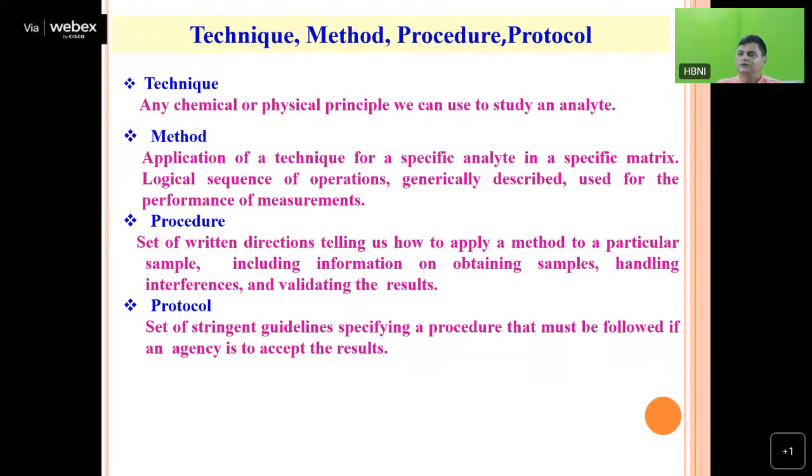Whenever you are doing any kind of analysis, suppose you are doing the analysis for a law enforcement agency or any other third party, they will ask what kind of protocols are being followed by you. So protocols are nothing but a set of stringent guidelines specifying a procedure that must be followed if an agency has to accept the results. Okay. So it has to be clearly stated that this kind of protocol has been followed, and everything becomes standard operating procedures. All those things will be very clearly mentioned in the standard operating procedures of that particular analysis.